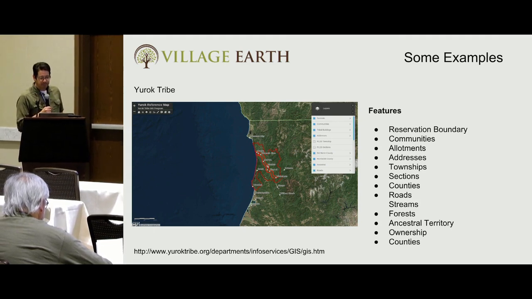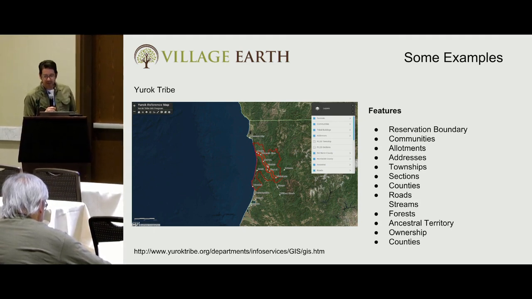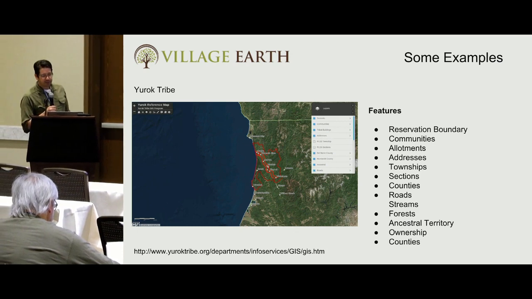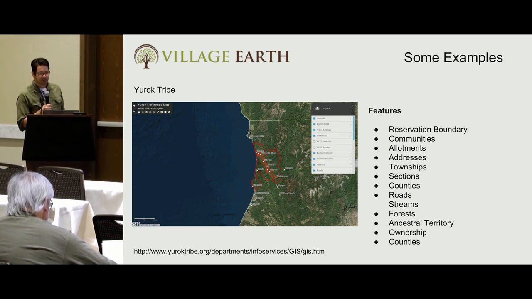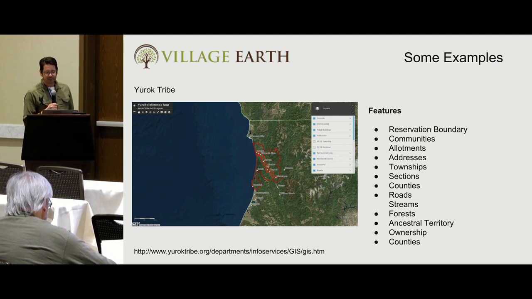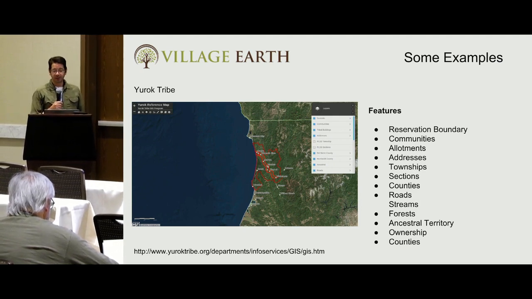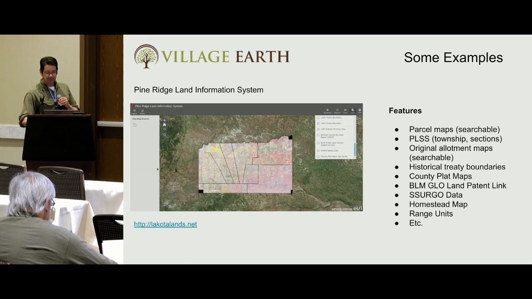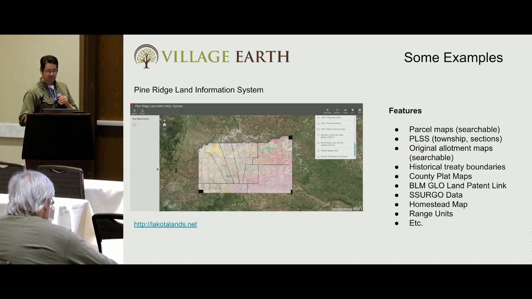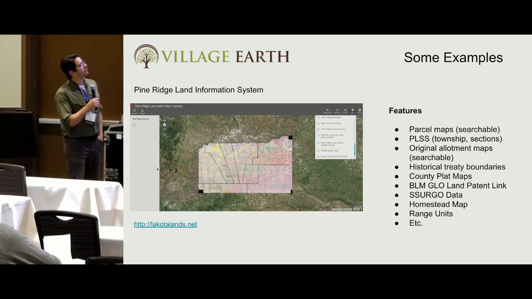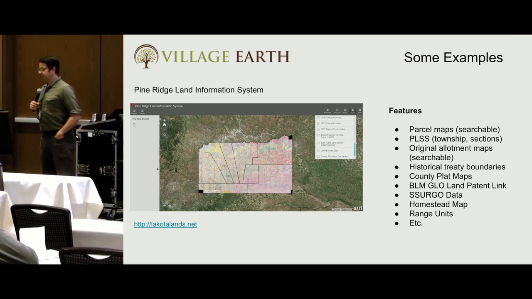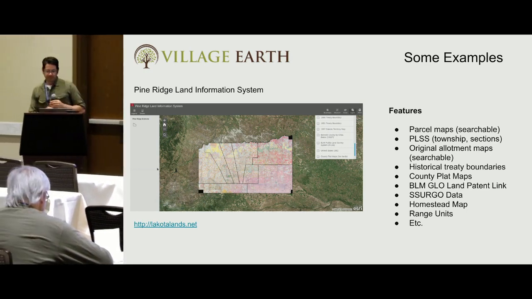So the Yurok tribe, they have the reservation boundary, community maps, allotments, addresses, townships, sections, counties, roads, forests, ancestral territory, ownership, counties. So a lot of information. And then the Pine Ridge Land Information System. This is the mapping system we've been developing and adding to over the years.